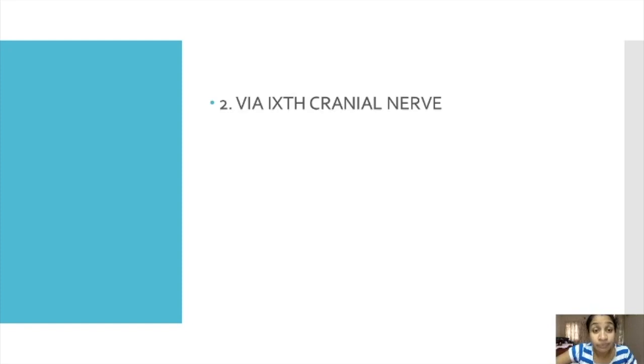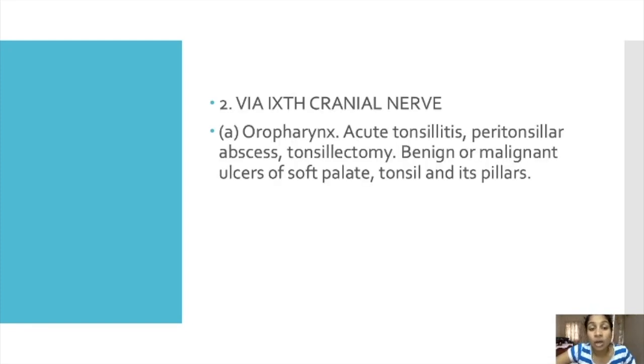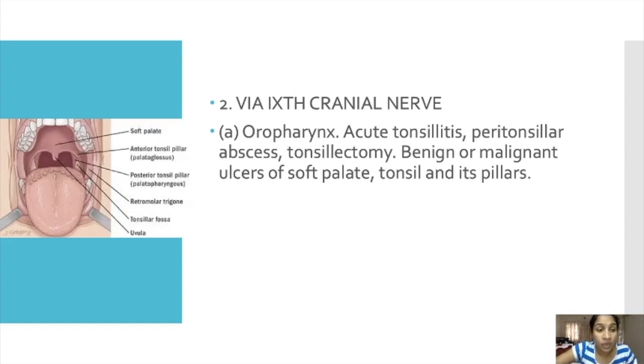Next comes via the ninth cranial nerve. The ninth cranial nerve supplies the oropharynx. You can see here, this is the oropharyngeal area. Acute tonsillitis, you know, right? These are the tonsils. Inflammation of these can cause referred pain to the ears. Peritonsillar abscess.